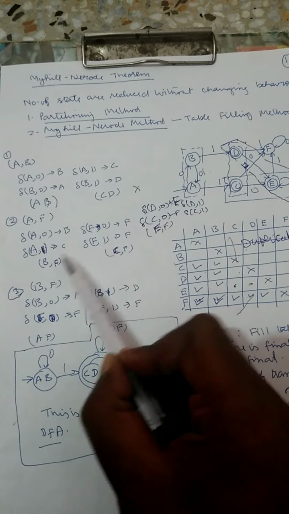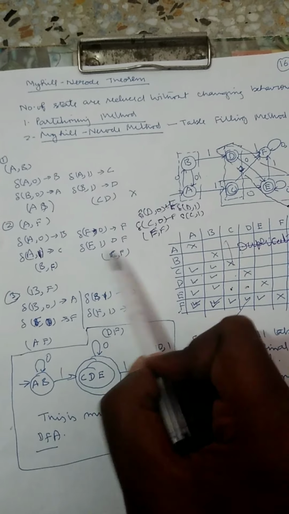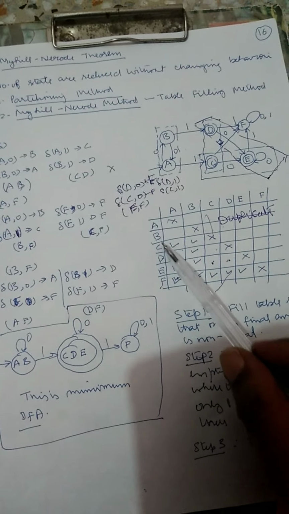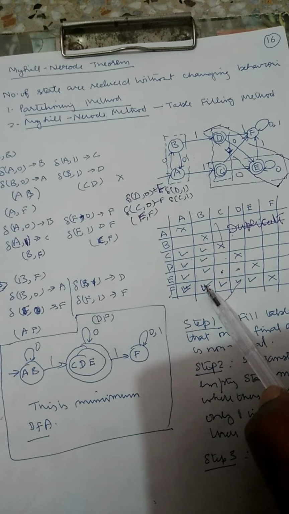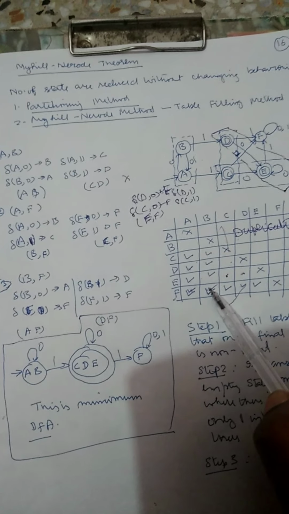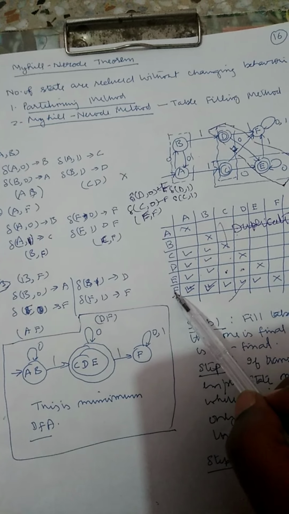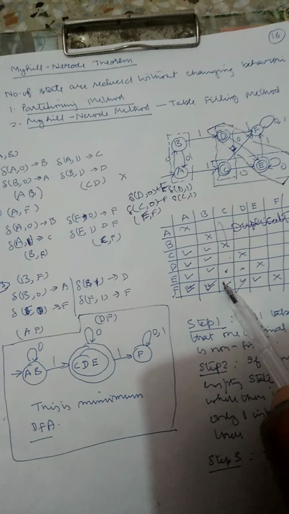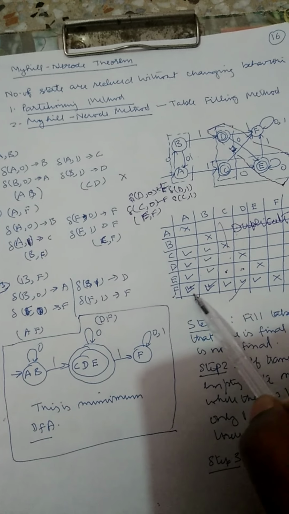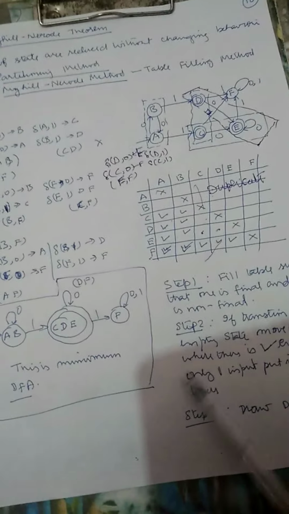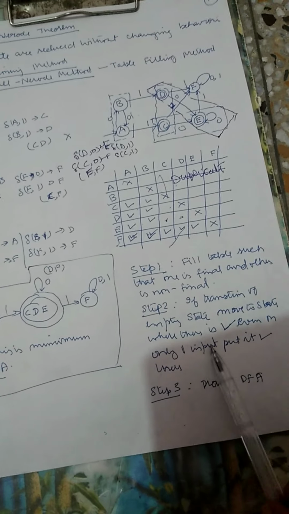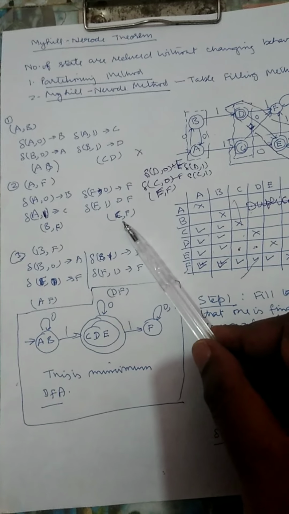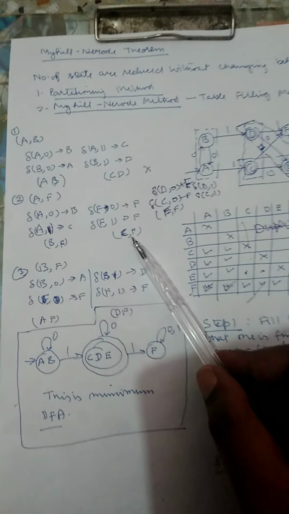Let's check what is BF. BF and B, which is empty here. This is empty. Okay. So what is CF? CF, F and C. But CF has a mark. This is what it says: if even on only one input there is a mark, you put it there. So for this CF, we got a mark, so we simply put a mark here.